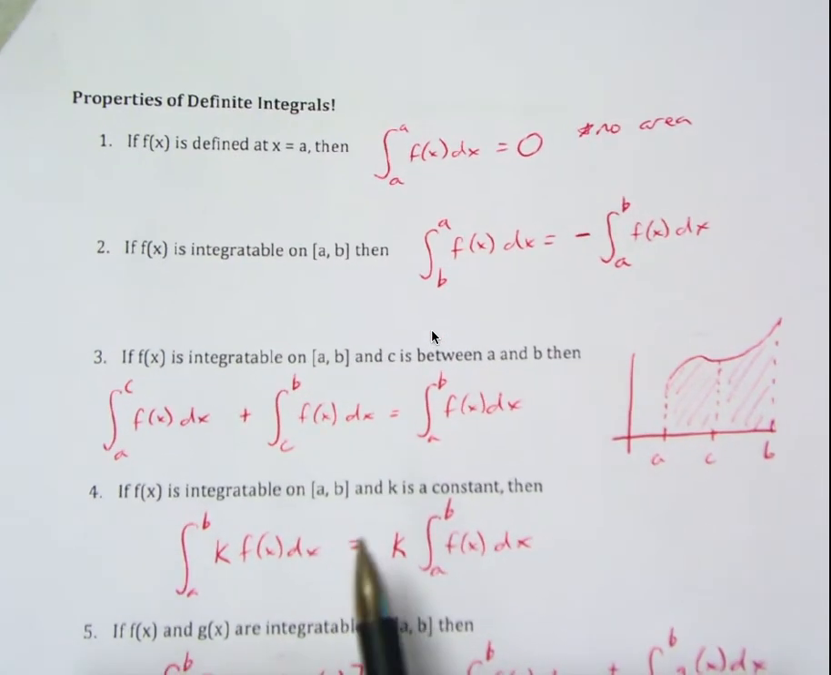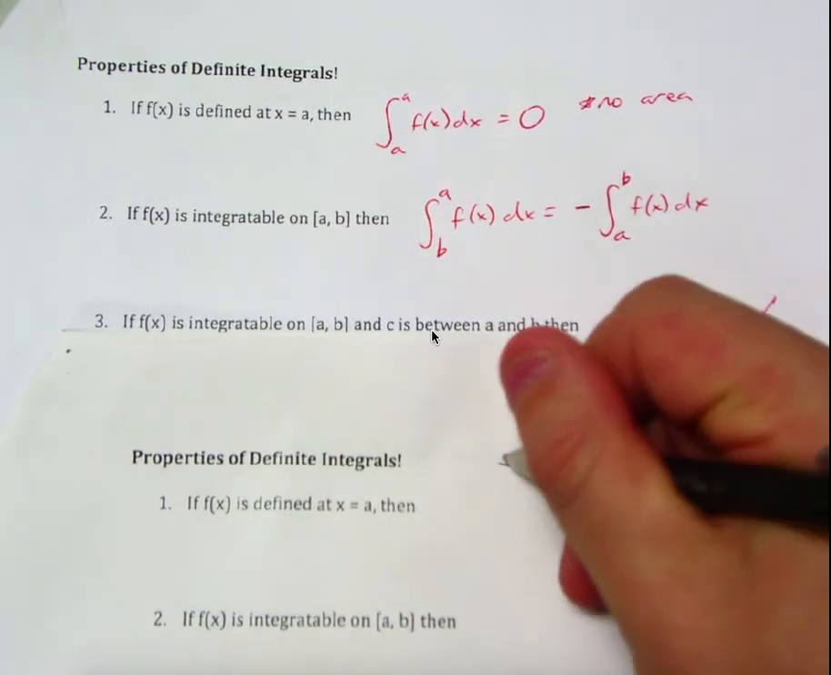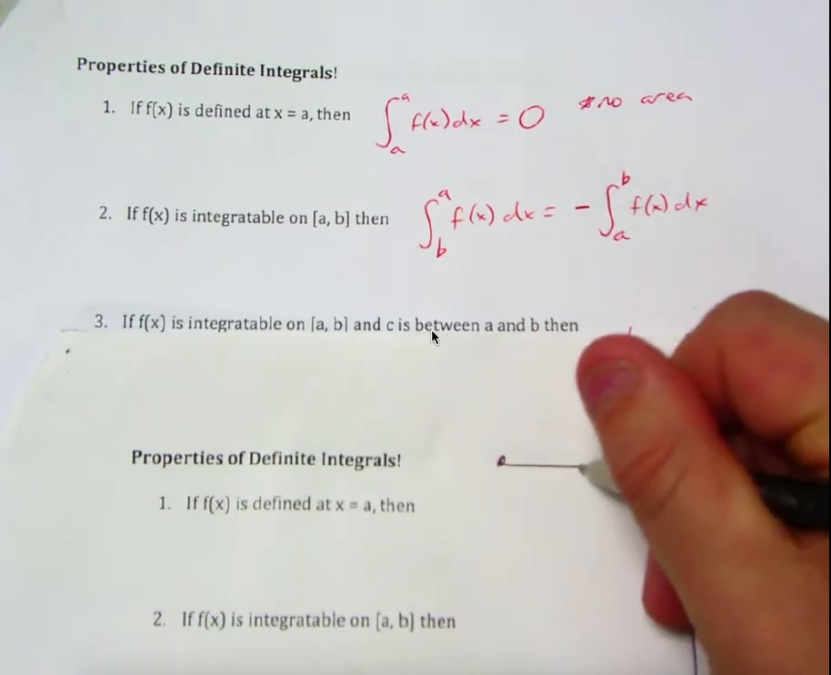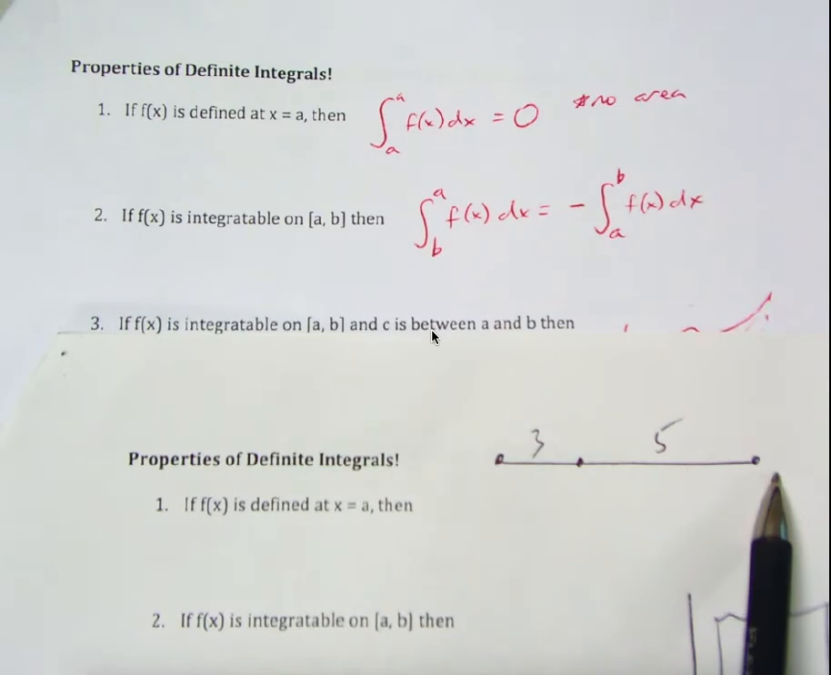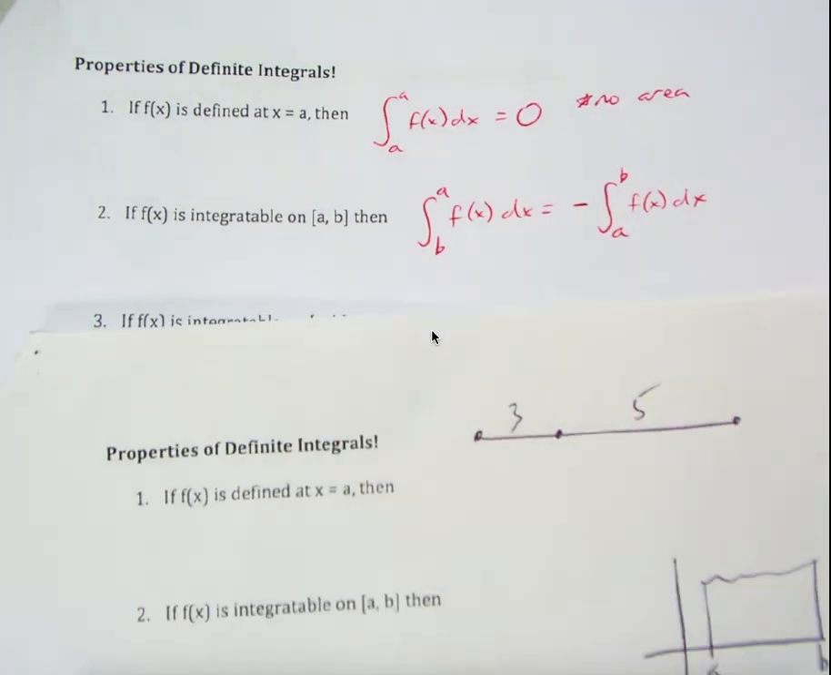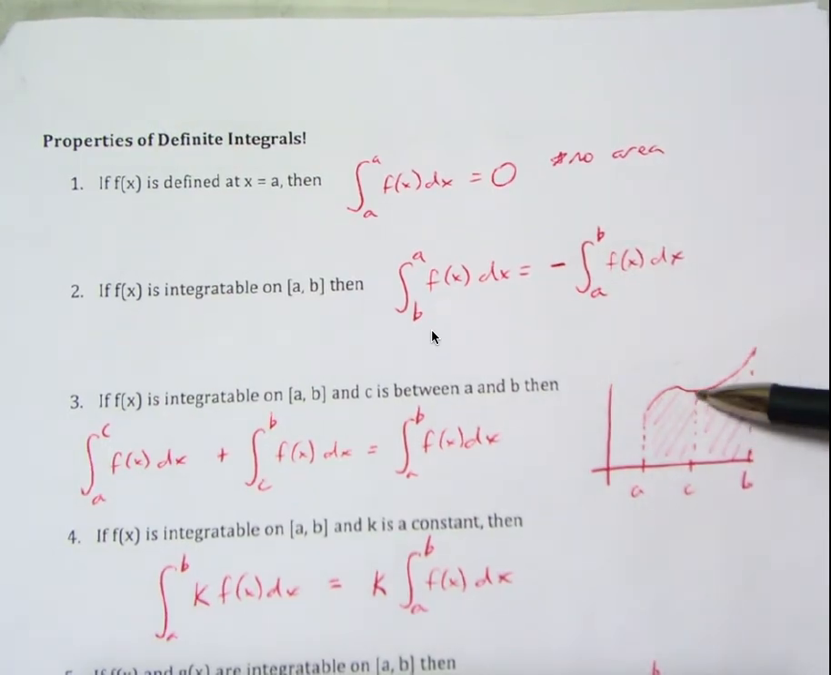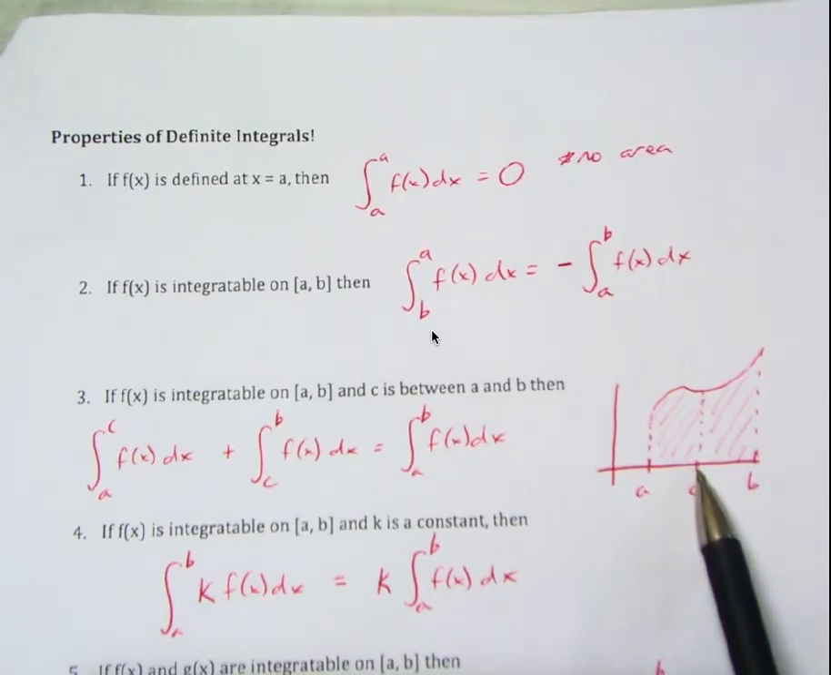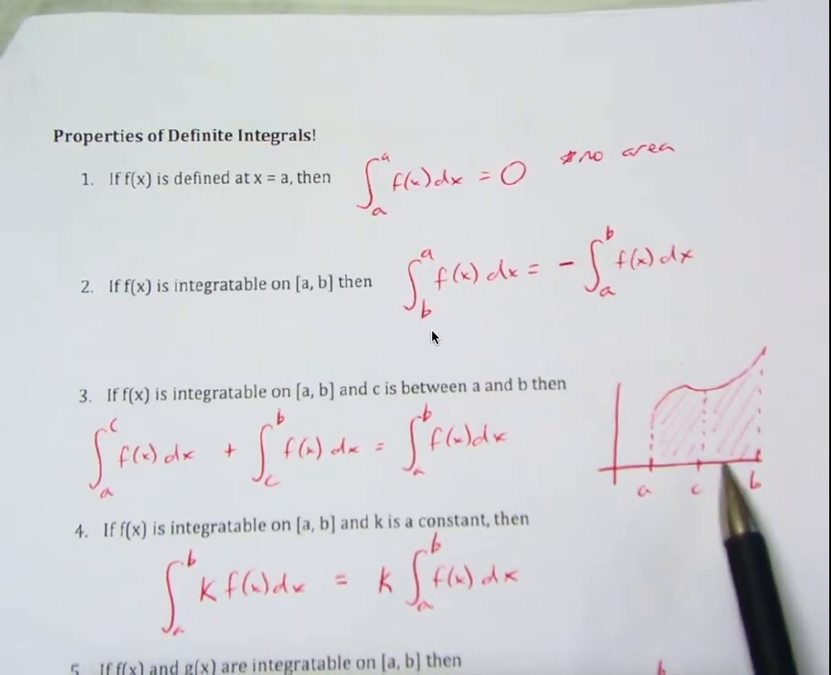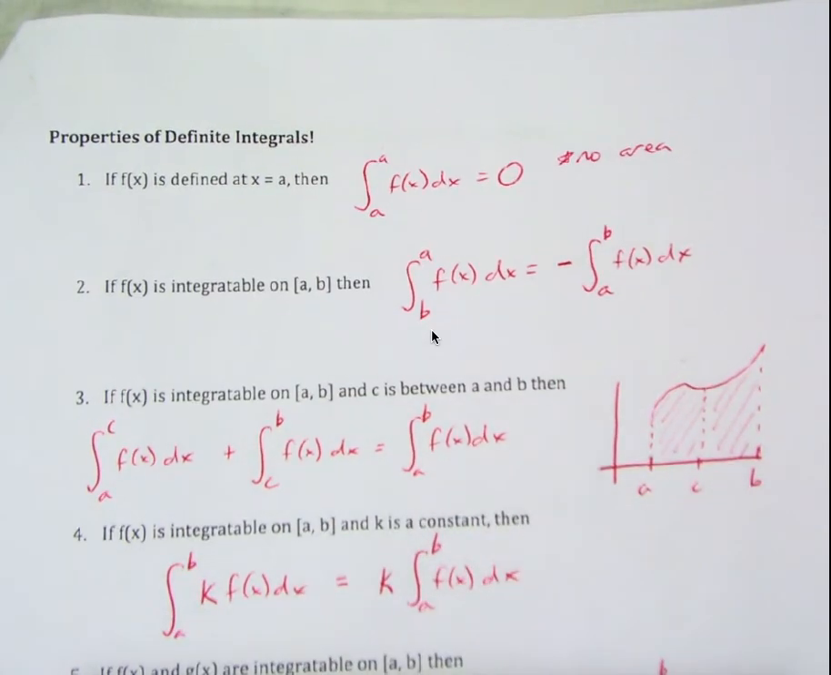This next one I kind of associate with the segment addition postulate from geometry. Remember, the segment addition postulate says if you add these two small lengths together, you get the big length. So it's pretty intuitive, and that's what this is saying here. If you split the region up and you integrate from A to C, and you add that to the area from C to B, well, you'll just get whatever the integral is from A to B. That's what this integral is saying right here.